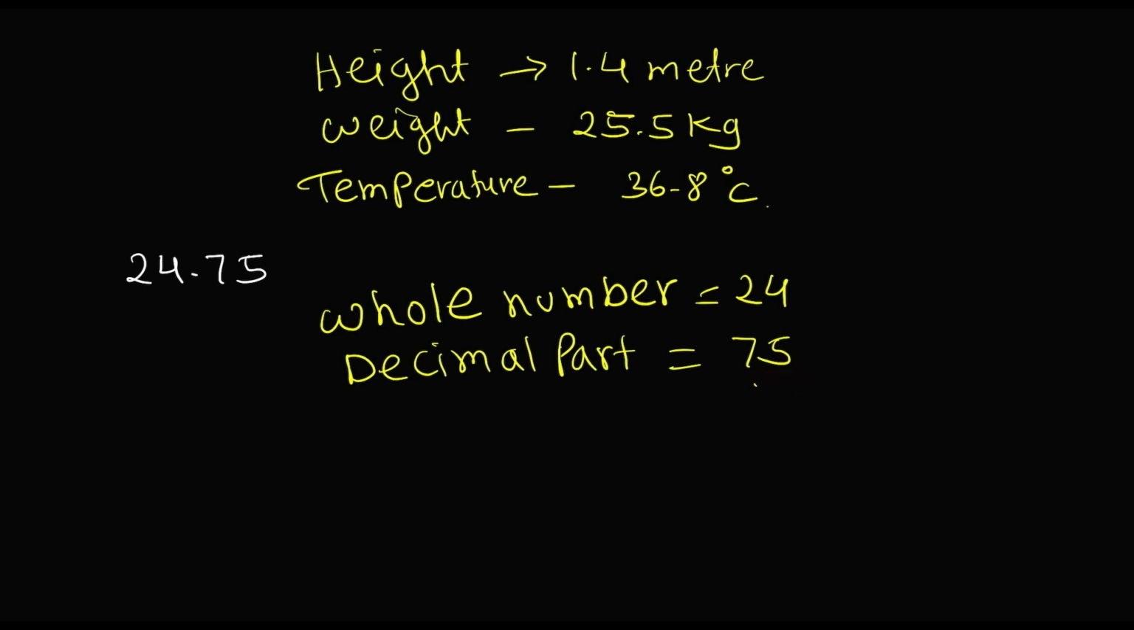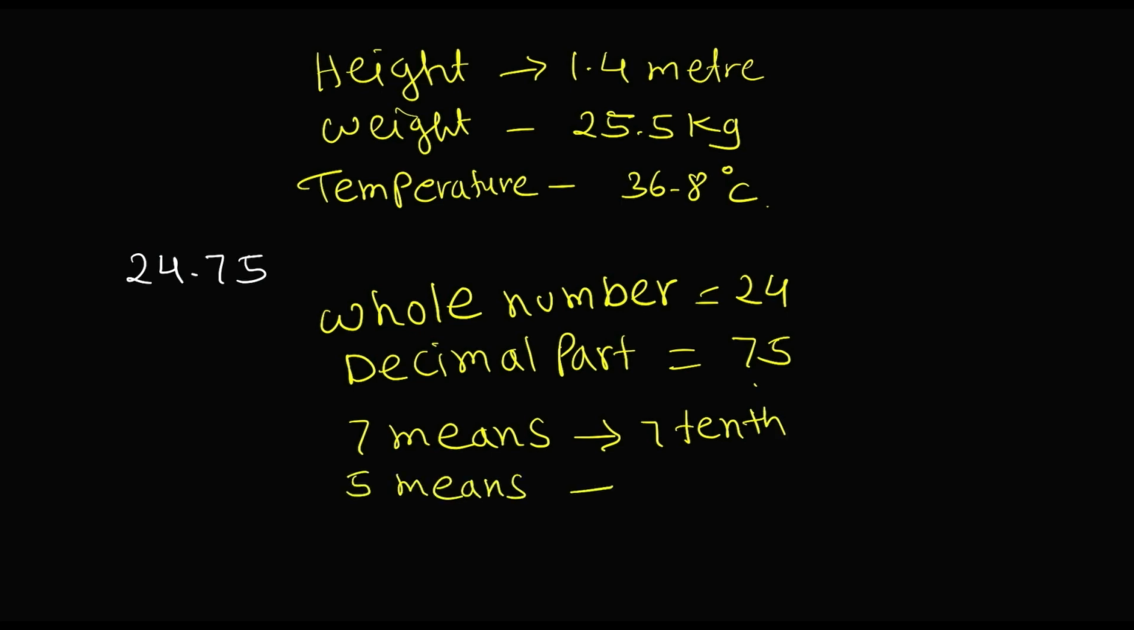It means in 24.75, 7 means tenths, 5 means hundredths. I will write here, it's better to understand. 7 means 7 tenths, 5 means 5 hundredths.